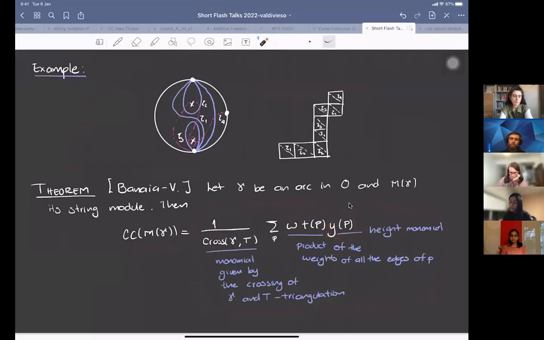So in some ways, we have two different ways to compute the Caldero-Chapoton map. The one is given like in the representation part of the story, and the other is given by the snake graph.